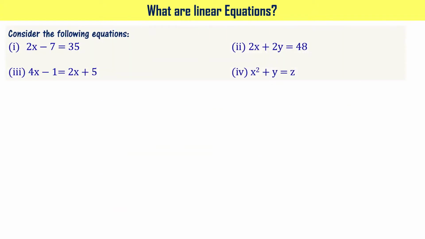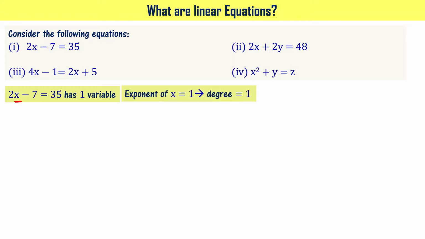Let us consider the following equations. We have 4 equations here, right? Based on the concept we have learned till now, let's see what are linear equations and what are not, right? Let's start with the first equation. 2x minus 7 equal to 35. It has only one variable, right? And the exponent of x is 1, or the power of x is 1. That's why we say that the degree of this particular equation is 1, because the highest exponent of this particular equation is 1, right? We can now say that it is a linear equation in one variable, right?